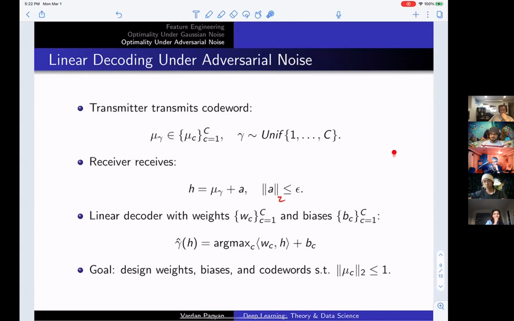Does anyone like this problem more, or is this even more confusing? The only thing that changed was that here, instead of assuming that the perturbations are normal 0 with a covariance sigma or epsilon, whatever it was, here we're assuming that A has a bounded L2 norm.